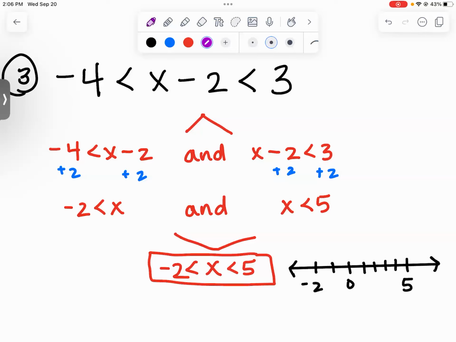So if I graph x is greater than -2, I would go this way, right? If I graph x is less than 5, I would go this way. And so they're gonna overlap each other in the middle. See how that works?